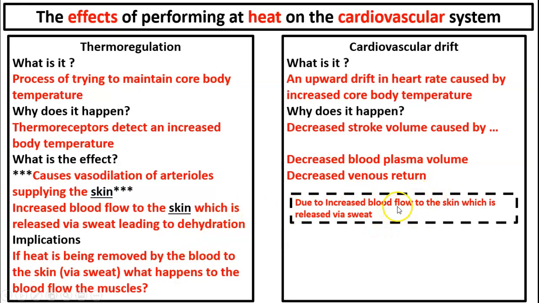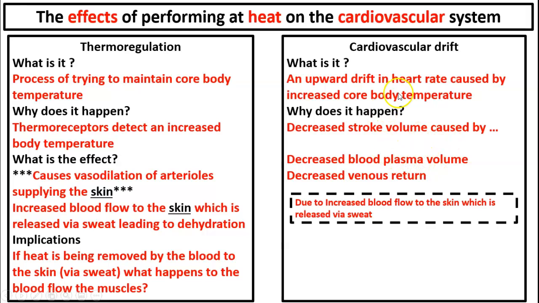Okay, there is an increased blood flow to the skin, which is released via sweat. So I thought it was useful putting that in. This then causes all of these problems to start, because if there's increased blood flow to the skin, this reduces the blood plasma volume. Okay, if the blood plasma volume is reduced, this decreases the stroke volume.